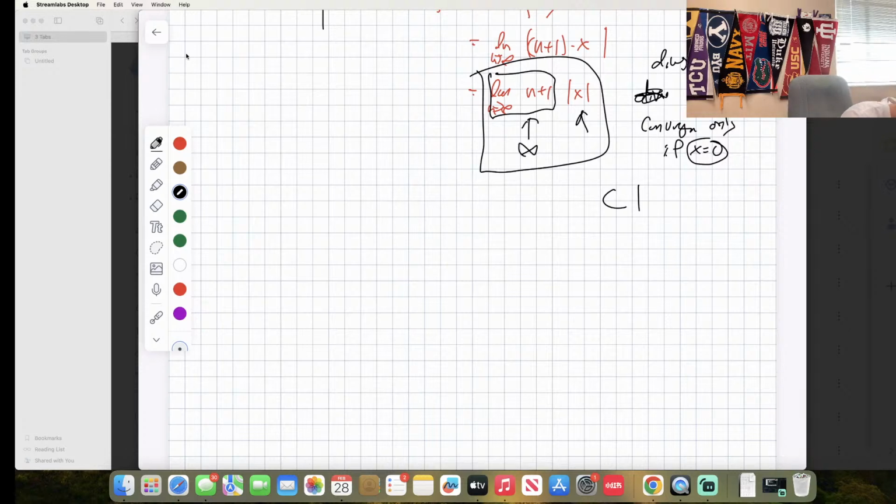Yeah. Okay. So we're going to talk about a second case. So what's the radius of convergence here? 0. It only works at x equal to 0. That's the first case, the first unique case.